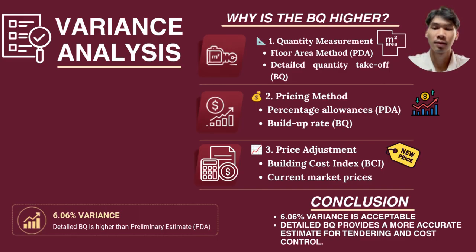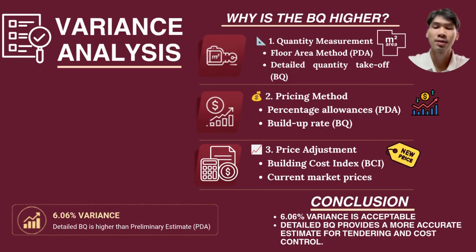Second is the pricing method. The PDA is based on preliminary assumptions, while the PQ uses the build-up rate method, where the material, labor, plant, wastage, overhead, and profit are all calculated in detail. Third is price adjustment. The PQ rates are adjusted using the building cost index to reflect March 2025 market price, so it is more reliable and current compared to the PDA.